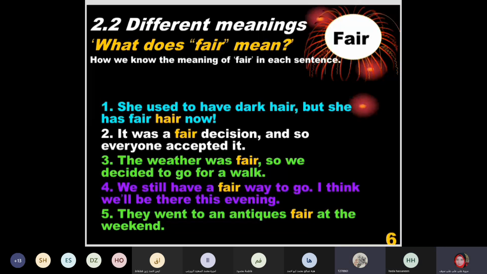What do you mean by equitable decision? Acceptable is correct. I see somebody writing here in the chat box, acceptable. Yeah, it's acceptable. It's a reasonable decision. It's a wise decision. Thank you very much. What about number three? Read number three and tell me the meaning of the word fair.